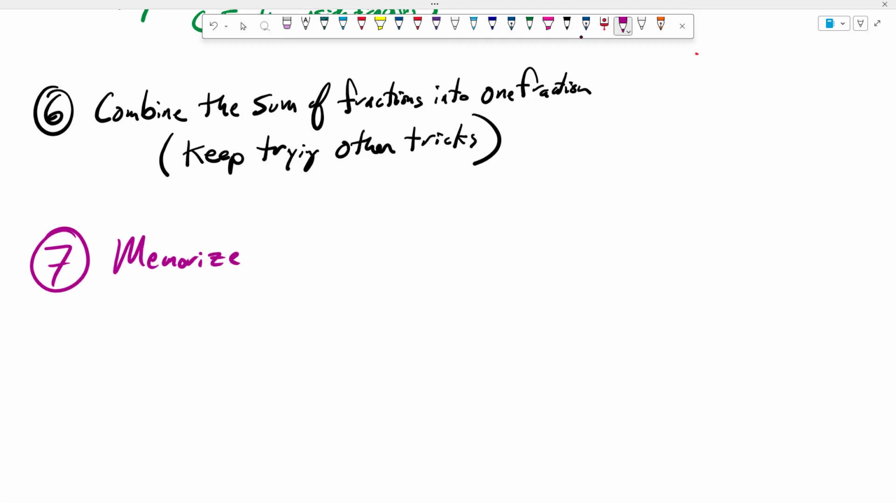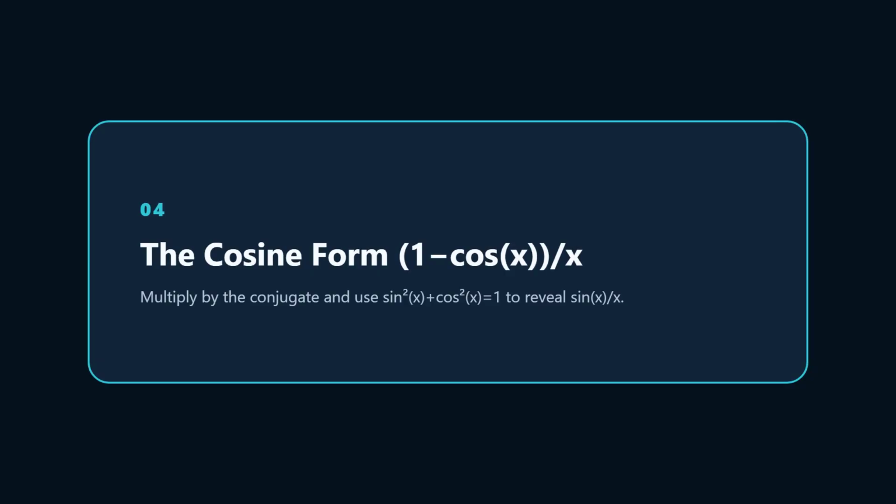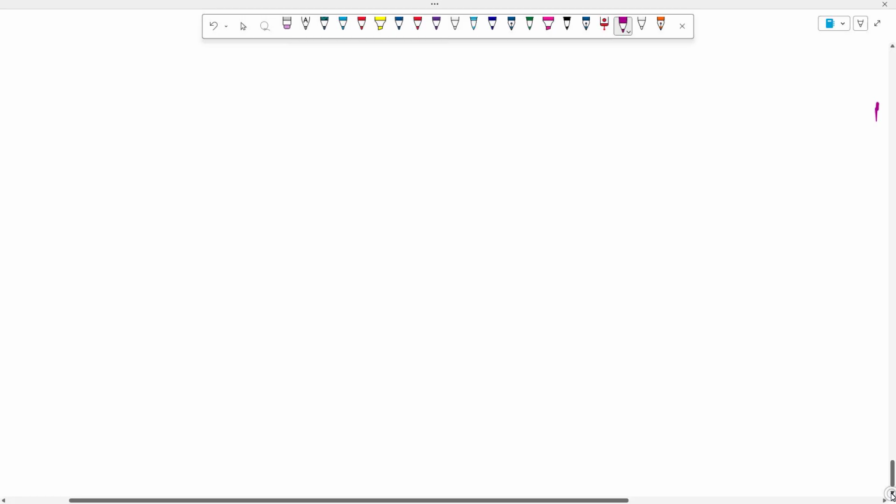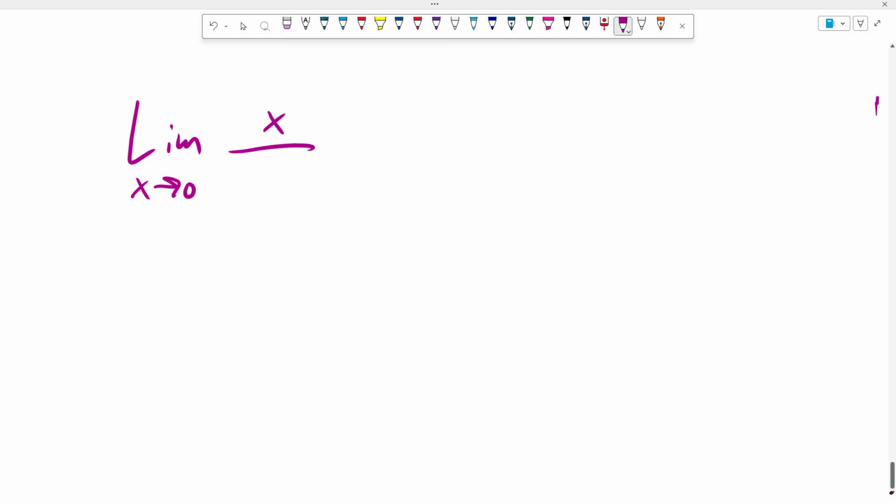Sine of x over x. What about this? Is this also going to equal 1 or no? It's going to be negative. Just a guess. That's not a bad guess. It's not quite true, but it's not a bad guess.